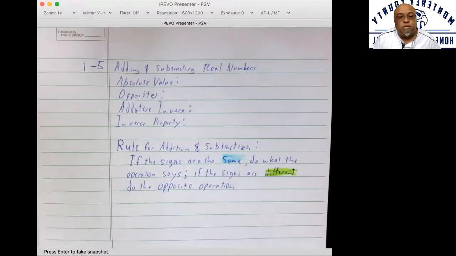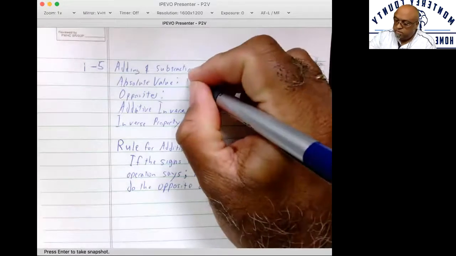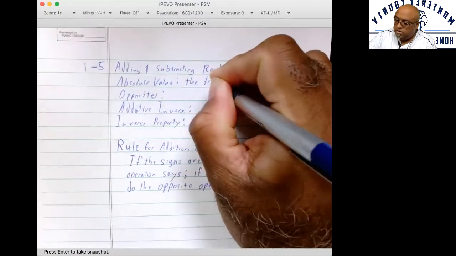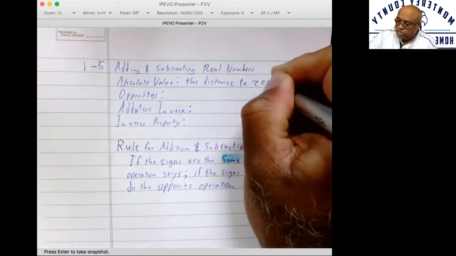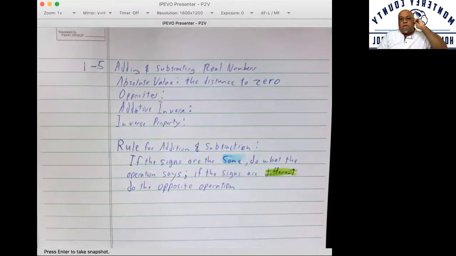Okay, let's go over some different vocabulary. Absolute value means the distance to 0. When we talk about value, we talk about numbers being higher or lower than other numbers. For example, 5 is higher than 3, so it has a higher value. I would rather have $5 than $3. Now, absolute value is the distance to 0.